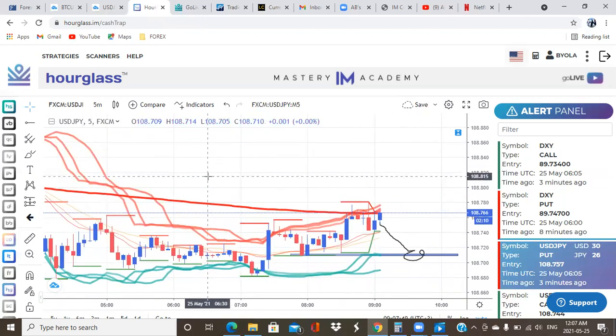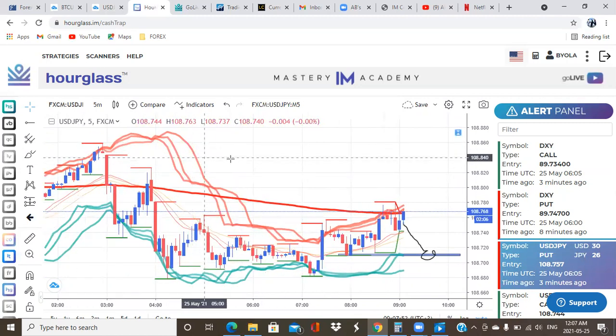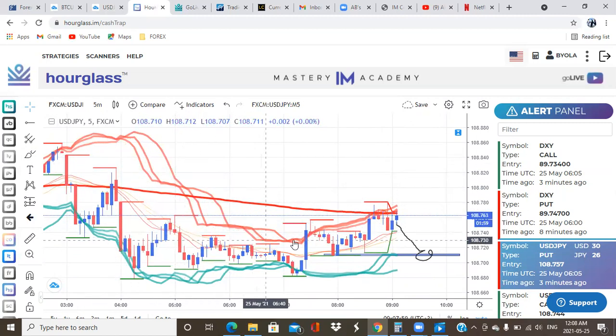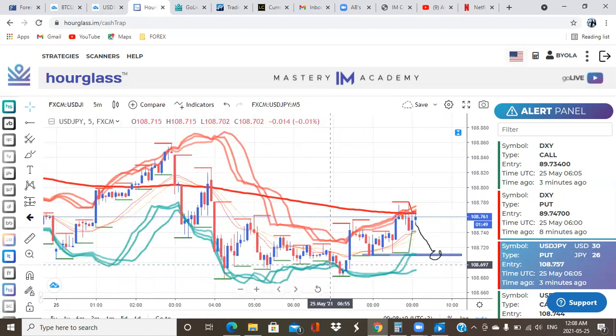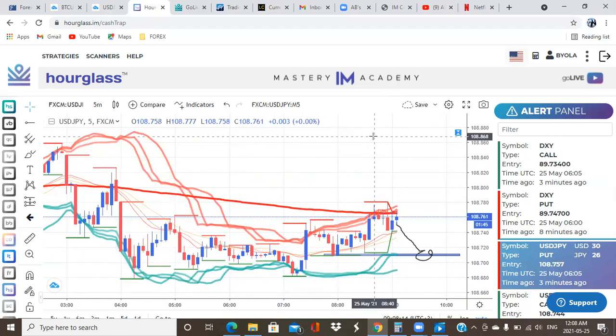For the 200 EMA, the way Matiteya uses it, if price is below the 200 EMA, he usually looks for sells. If it is below price, he looks for buys. That's the way he uses it basically.